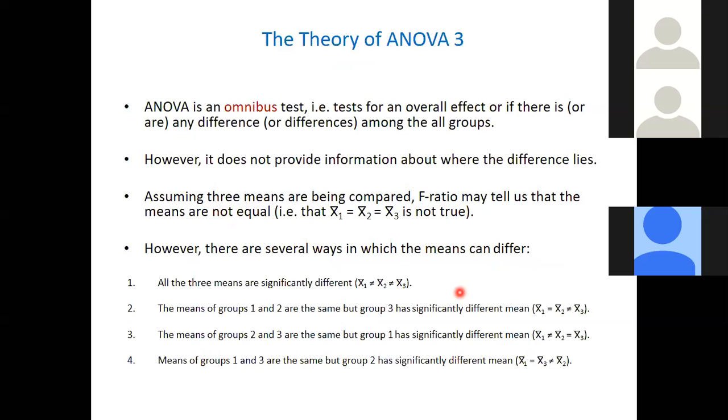ANOVA is an omnibus test. That is, I was telling Dr. Balogun the other time, it is an omnibus. What it does, it tests overall effect. Okay, these 3 groups, is there any difference anywhere? That's what it's testing. If there's a difference anywhere, it will not tell you where the difference is. But if there's no difference anywhere, you can rest your case. There's no point trying to say where the difference lies. But if there is a difference, it cannot tell you where.